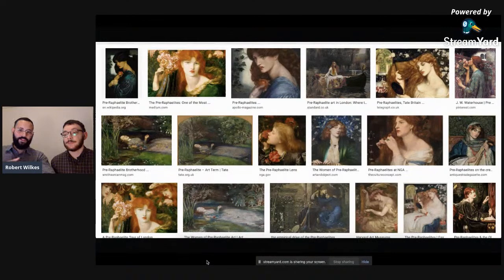Yes, a lot of these images as well, painted by Dante Gabriel Rossetti, focusing often on his work.